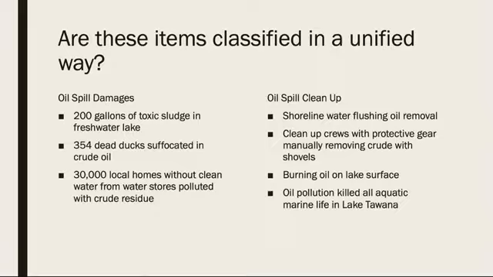So these are also pre-classified items. Let me know what you think. It says that these are all oil spill damages. That's the basic classification. So we have 200 gallons of toxic sludge in a freshwater lake, 354 dead ducks suffocated in crude oil, 30,000 local homes without clean water from water stores polluted with crude residue. So are all of these oil spill damages?